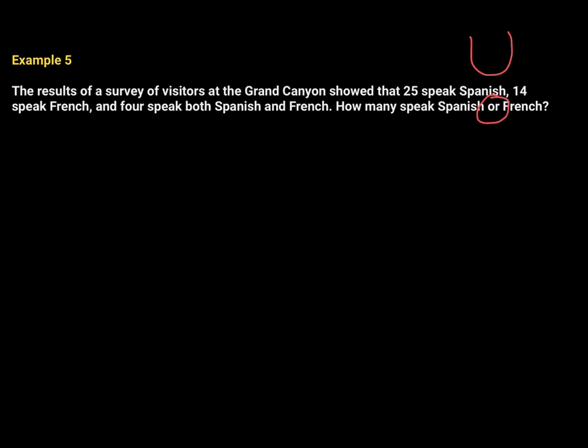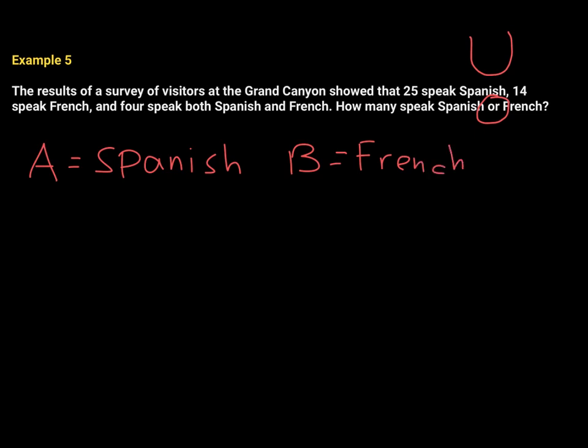So let's do this. Let's let A represent all of those that speak Spanish, okay? And then let B be all those that speak French, all right? So really what they're asking you to do is to find A union B. Actually, they're asking you to find the number of people, right? The number of elements in A union B. How many, right? So they're asking you to find the number of elements in A union B.